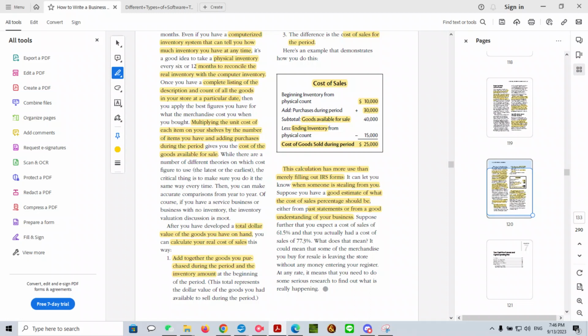What does that mean? It means that some of the merchandise you buy for resale is leaving the store without entering into your register. This is a management problem. This is a financial problem. This is something you need to look at. At any rate, it means you need to do some serious research to find out what has really happened, because you're losing money. Every item that doesn't get sold that's not on hand, you're losing money.